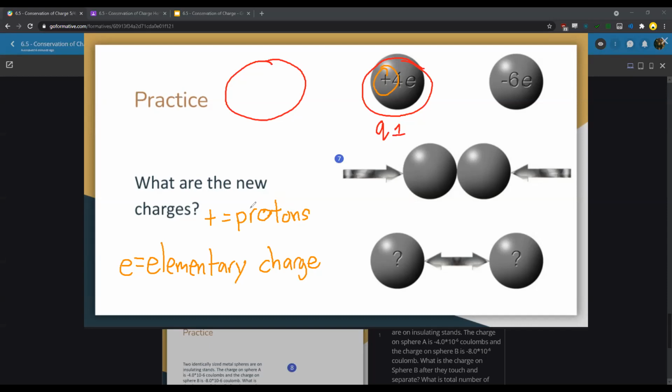E means you have elementary charges, 4 means you have 4 of them, and the positive means that those elementary charges are protons. So you have 4 more protons than electrons. That's a very important distinction. I wouldn't say I have 4 protons. I would say I have 4 more protons than electrons, because you don't know how many electrons you have. You just know how many more of something you have.